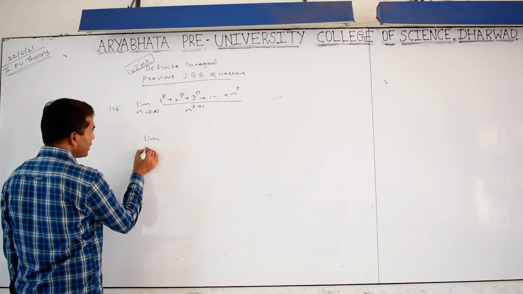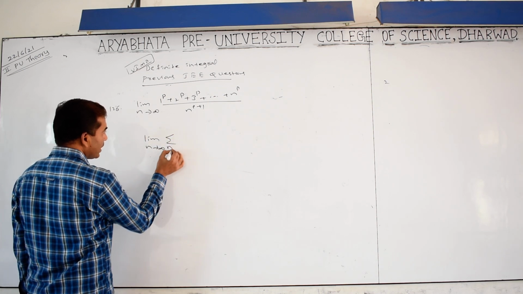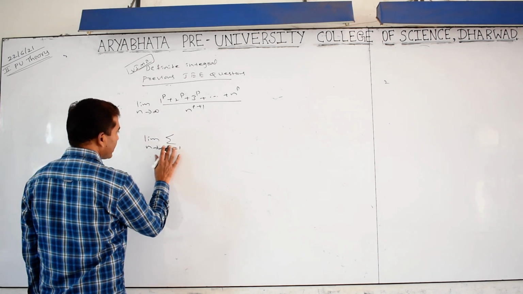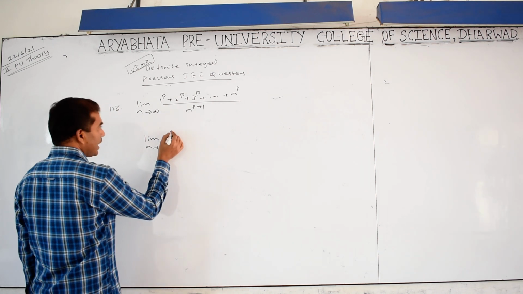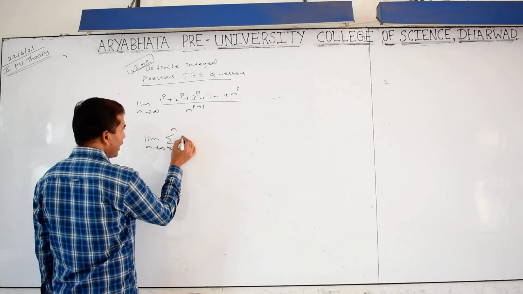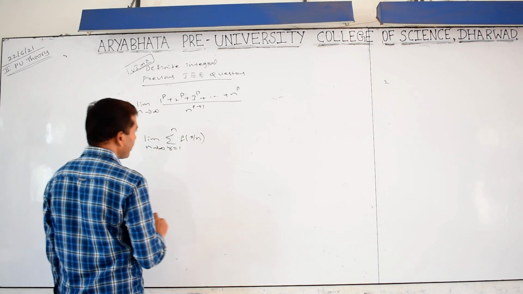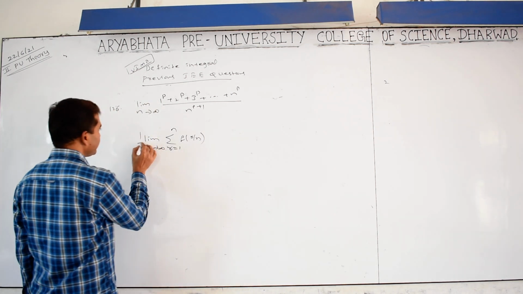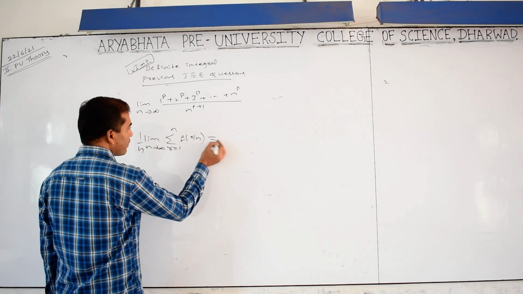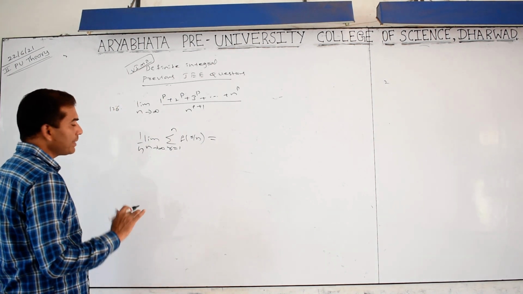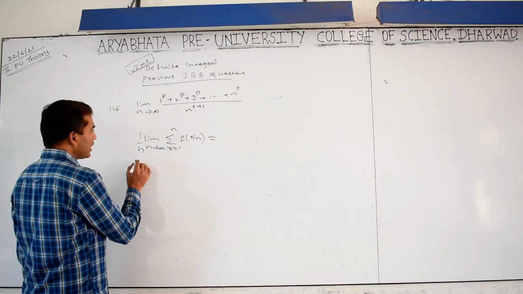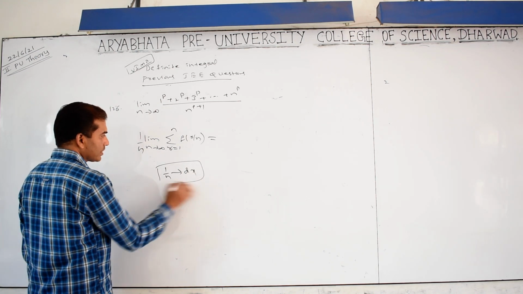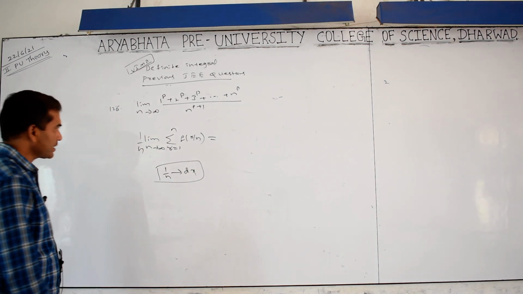Limit of n tends to infinity, summation of r equal to 1 to n, f of r by n, times 1 by n. If it is in this form, this is called limit as a sum. If it is in this form, 1 by n tends to dx.